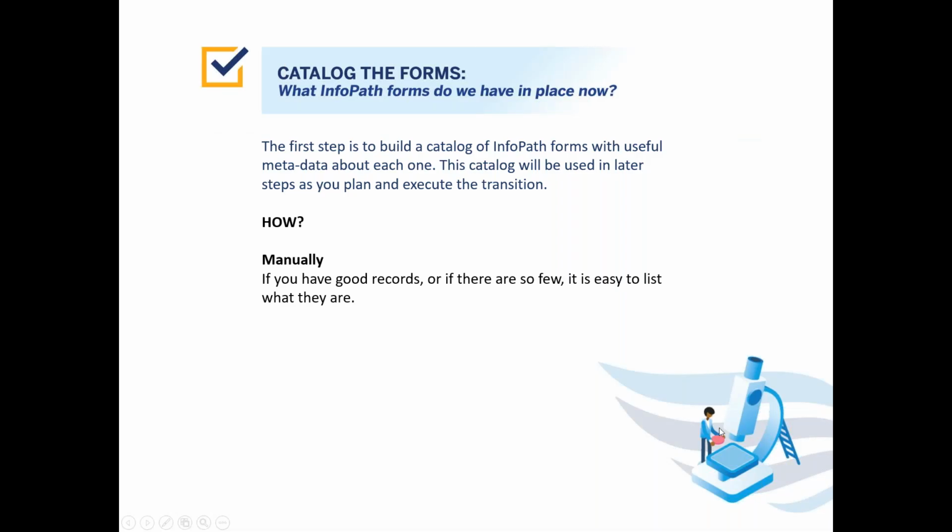Cataloging, I think this is important. You want to catalog the forms and know what InfoPath forms you have in place. You build a catalog either manually. Some people just have a few, or they know, and they build this catalog. Okay, form X, Y, Z, form 1, 2, 3, this kind of form, that kind of form, and they catalog them, and they put metadata about it into the spreadsheet or whatever form they're using, and then they can have a list of the forms, a catalog of the forms that need to be converted.